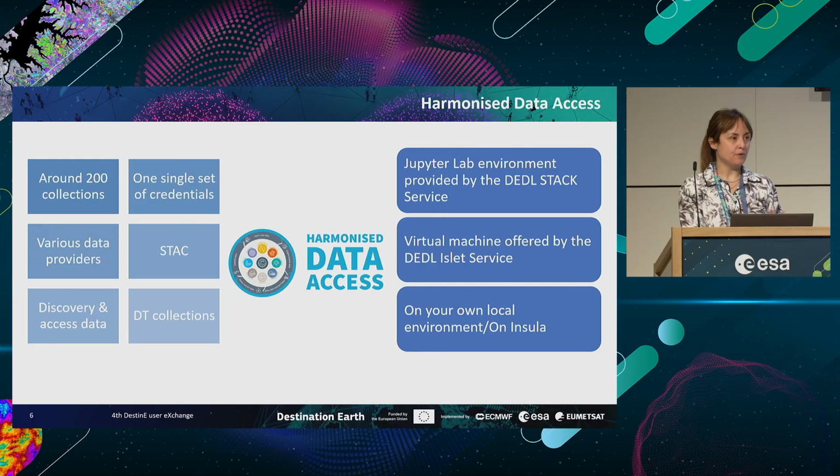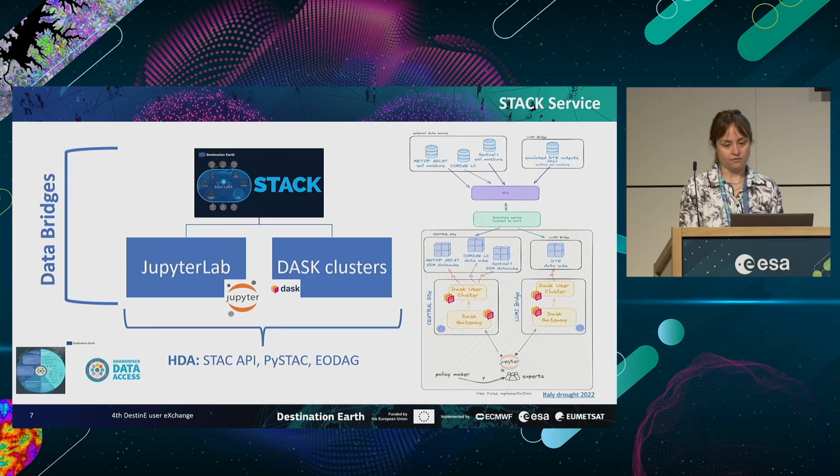Michal has mentioned this before, the key features of the harmonized data access: all the data is available via the STAC interface. We have a single set of credentials. You don't need to worry about the underlying access protocol of the federated data providers because we provide access via a harmonized interface. You can access this API in a JupyterLab environment provided by our Stack service, or on Insula, or on your own local environment, or on virtual machines that are offered by our DDL Islet service. The Stack service offers JupyterLab and Dask clusters.